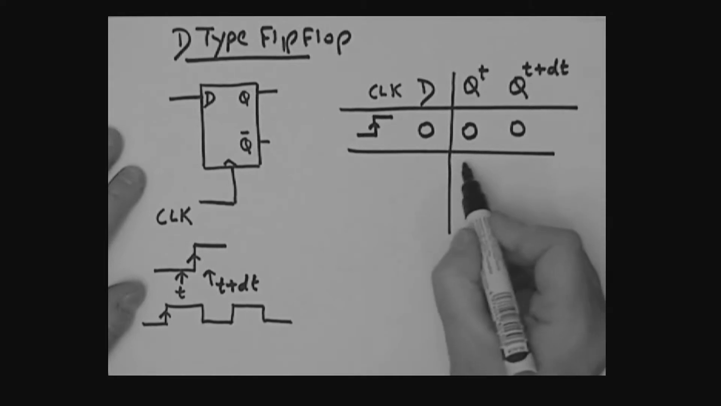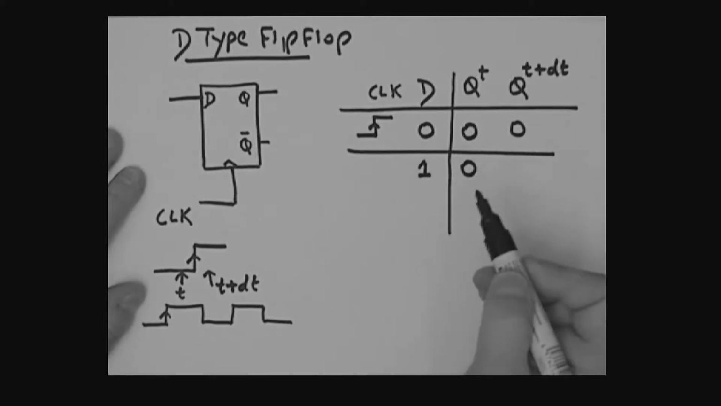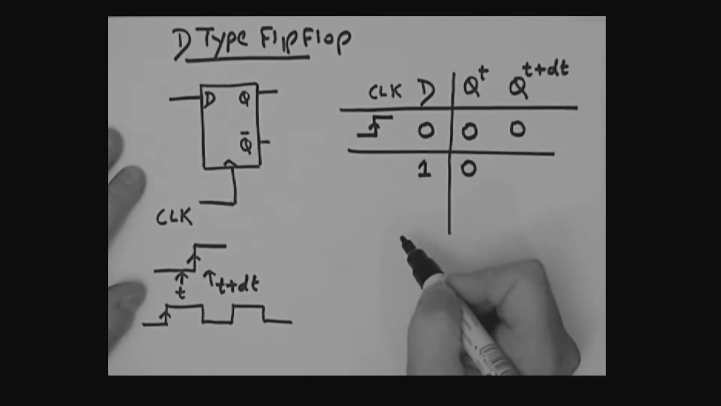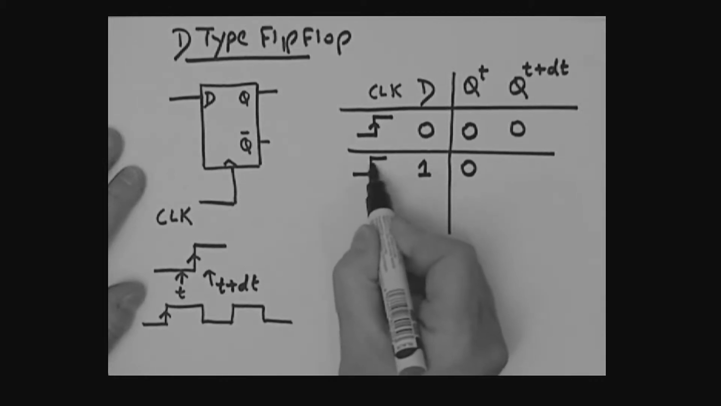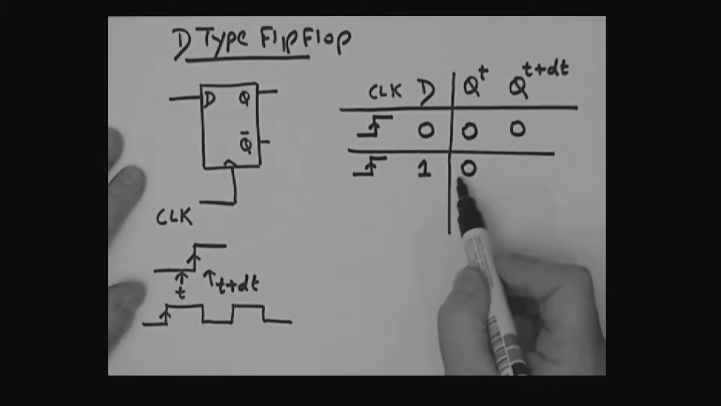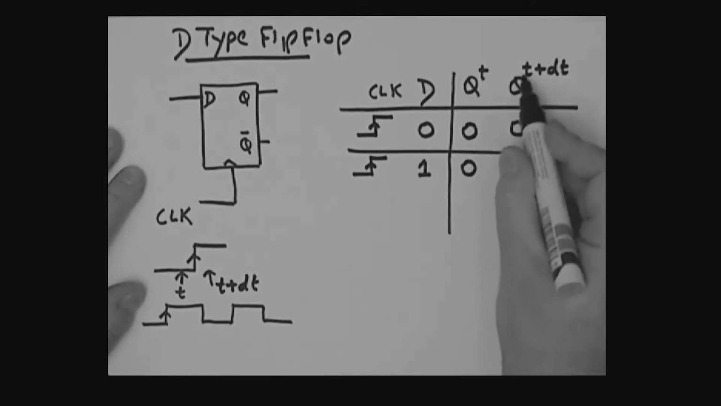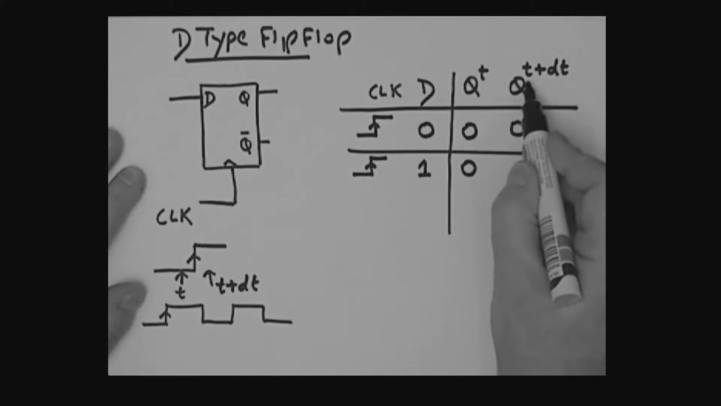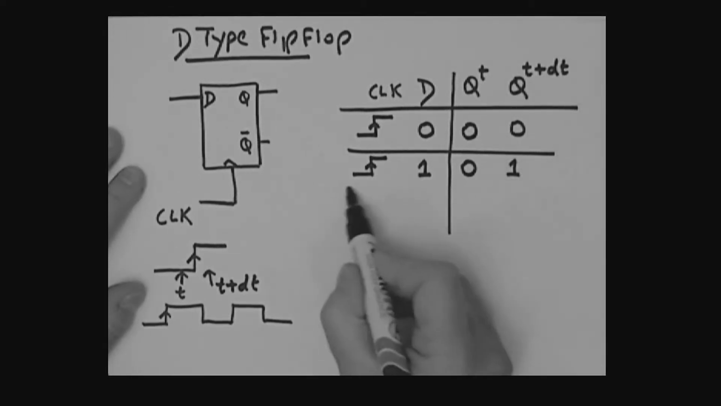Now let's look at the case that Q is a 0 before you get the leading edge of the clock, but now we've got D set to a 1. There's D at a 1. That hasn't changed Q, but when you get this leading edge of the clock, then Q will change and Q will become this D value. So Q at T plus delta T, which is after you get the clock edge, will have gone to a 1.